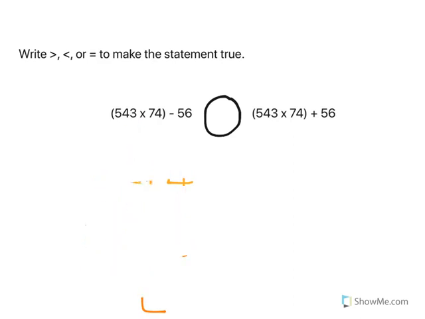So let's evaluate these two expressions. So I have 543, okay? And in parentheses, multiplied by 74. And then once I'm done, now here's the difference: in this one, we're subtracting 56. And in this expression, we're adding 56. So again, without even doing the math, without even having to solve the expression, we already know that this one is going to be greater just based on looking at the operations.